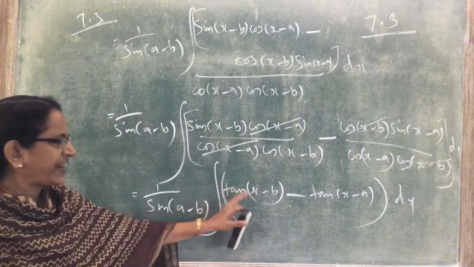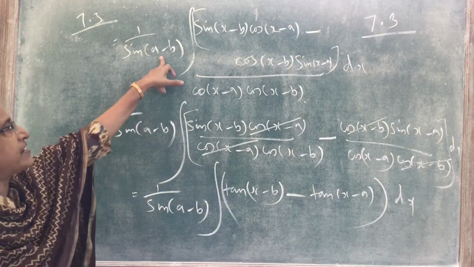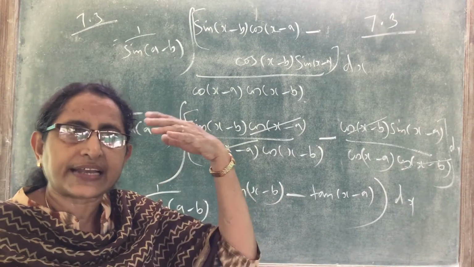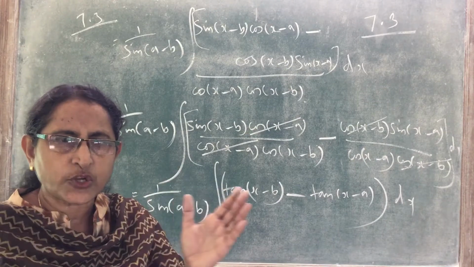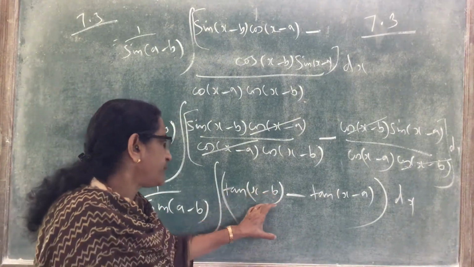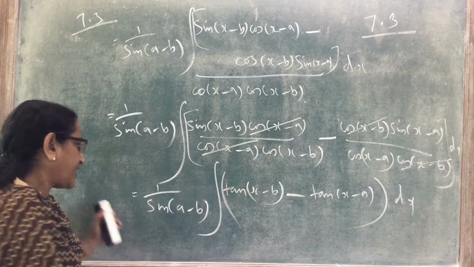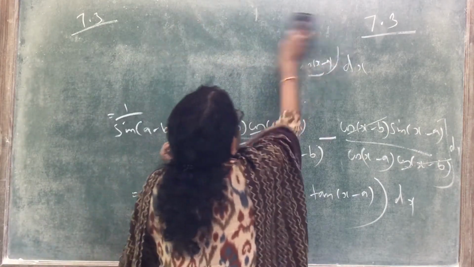Now we substituted, instead of sin(A minus B), we wrote sin((x minus B) minus (x minus A)), so that we can use the formula sin A cos B minus cos A sin B. Then when we split into two terms, one factor cancels and we get functions which can be integrated. So now it is easy integration. Now I can write the integral.